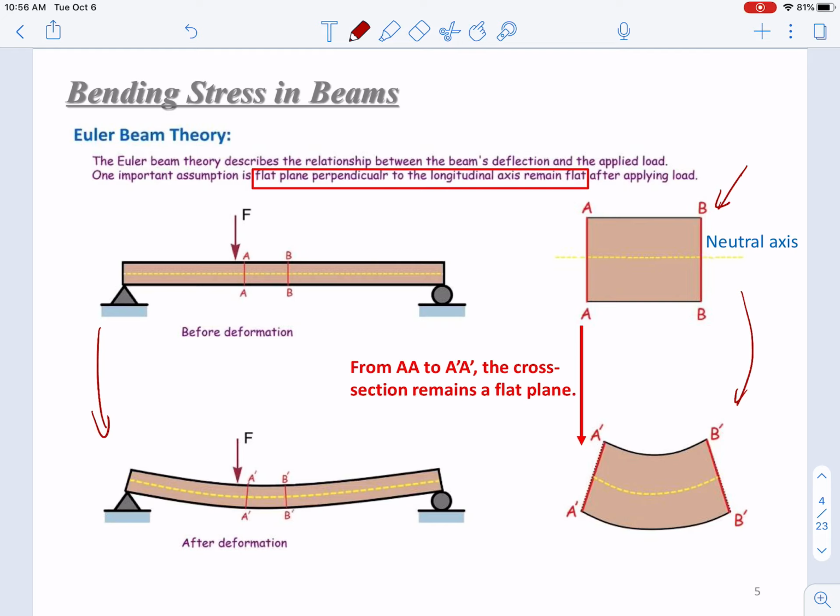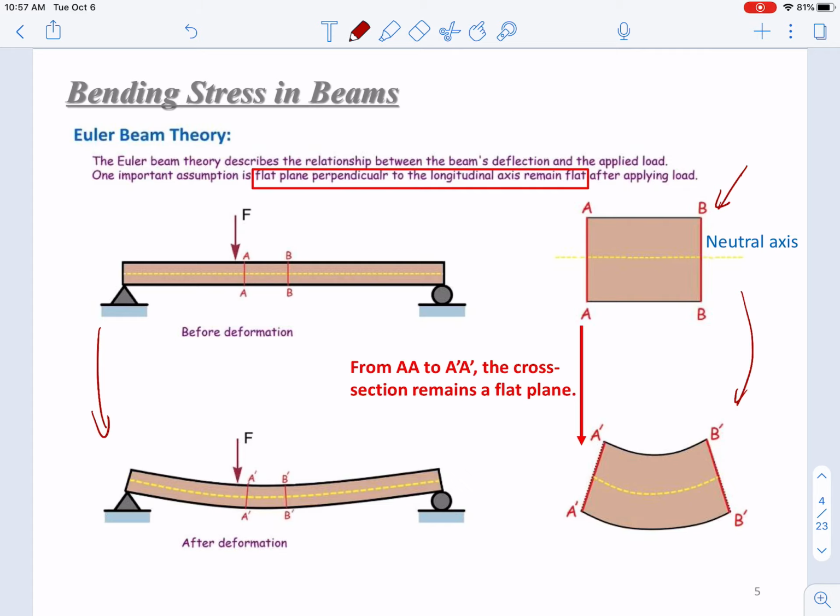Our flat plane assumption just means that AA is a straight line, and after deformation, A prime A prime is another straight line or flat plane. This is the flat plane assumption. Since deformation is very small, we ignore the curvature and assume that AA, A prime A prime, BB, and B prime B prime are all straight lines.